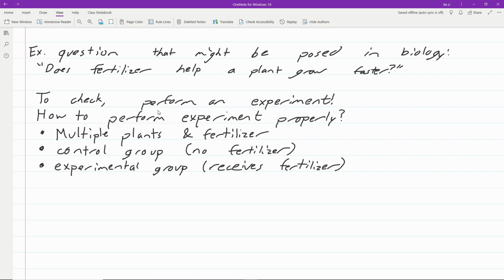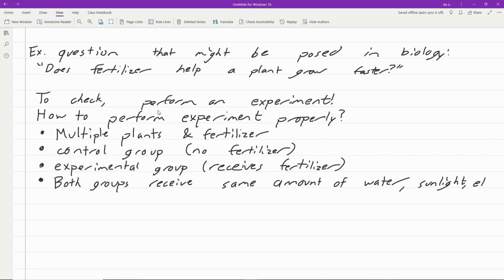Right? And of course, in order to make sure that this experiment is done properly, we want to make sure that both groups receive the same amount of water, sunlight, etc. Right? And that part is important, right?